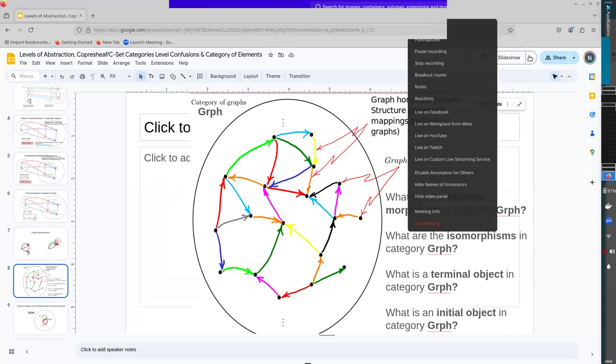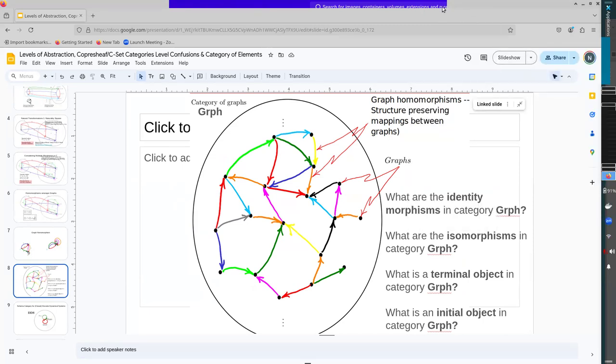Oh, this thing here? Participants, these boxes that are our name and your picture. I don't see that on my screen. So do you see this on your screen? I don't see it. Okay.